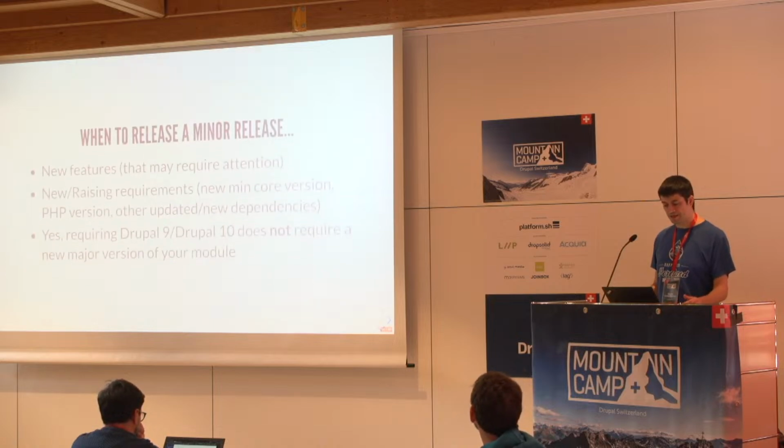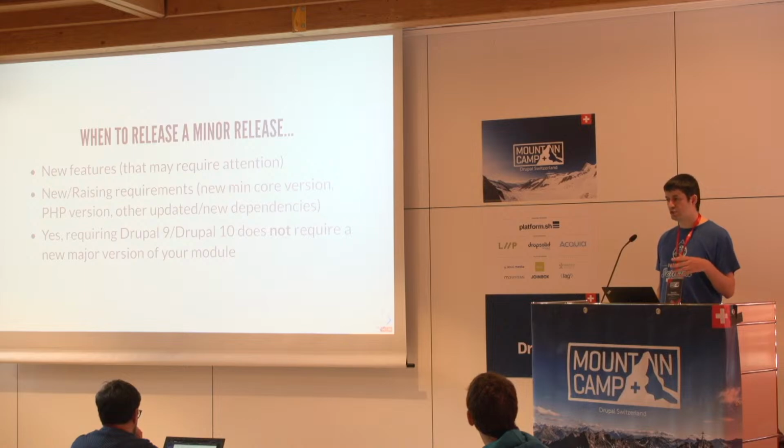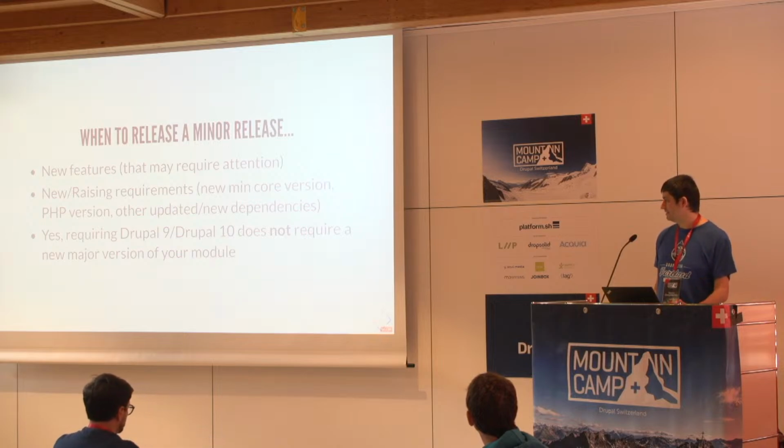Now, when should you release a minor version? Basically, when you have new features, especially if they require user attention. Then you might have a new default setting that users might want to check and confirm that it works for them. If you change your dependencies, if you require a new Drupal core version, a new version of a different module, a new PHP version, then it makes sense to do a minor release.